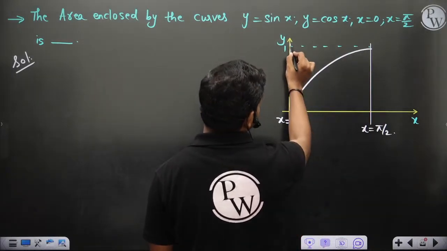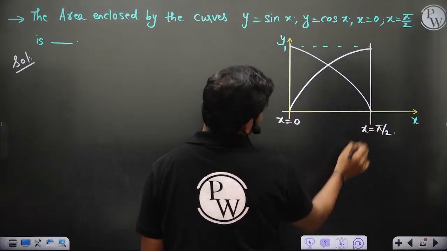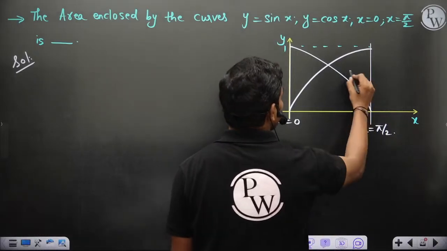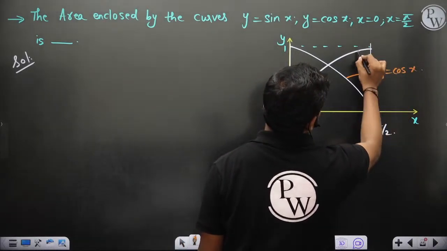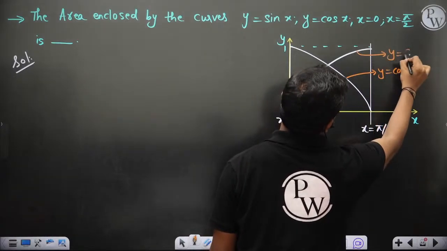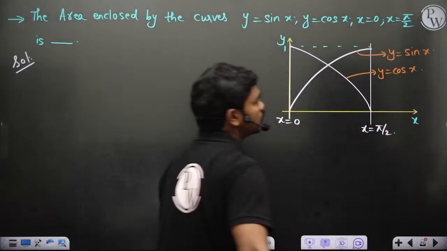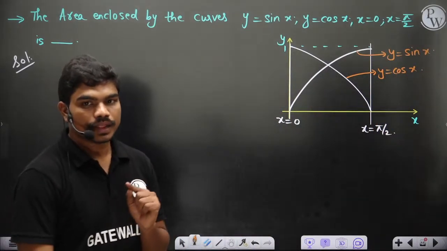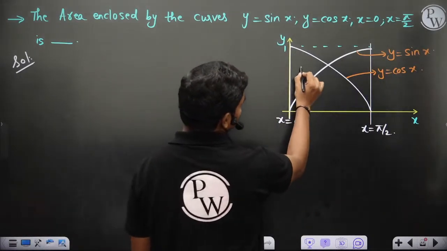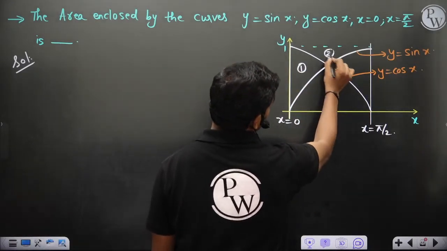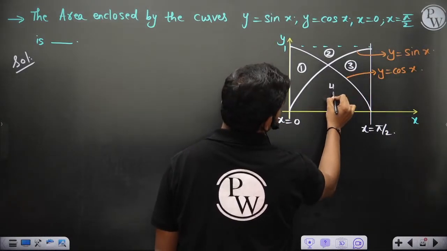And y equal to cos x is something like this. Y is equal to cos x. Y is equal to sin x, of course. x equal to 0 to x equal to pi by 2. Now, I want to ask you one thing. Here you have 4 regions, 1, 2, 3, and 4.